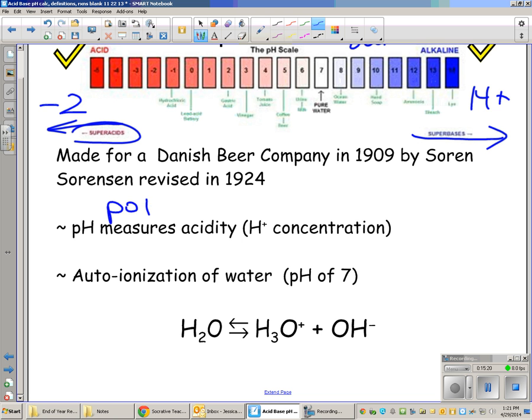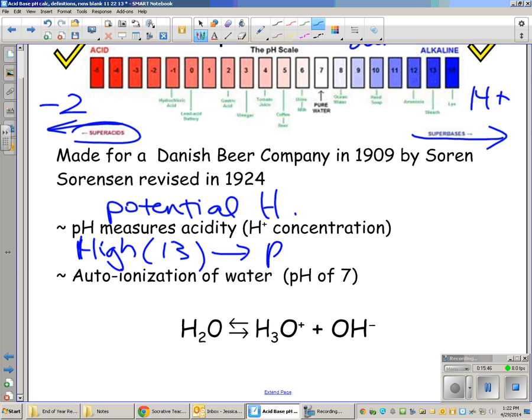It stands for potential hydrogen. It means I have the potential to make hydrogens. That's all that means. So if you have a high pH, let's say like 13, are you acidic, basic, or neutral? You're basic. So it's actually an inverse relationship. All these things are like opposite of what we thought they would be, right? So a high pH does not mean that you are an awesome acid. It means that you're really basic. A low pH of 1 means that you're very acidic.